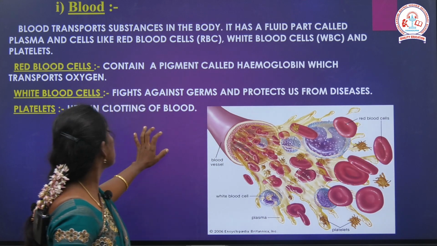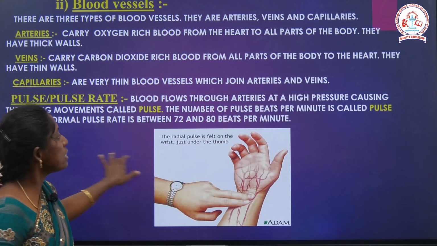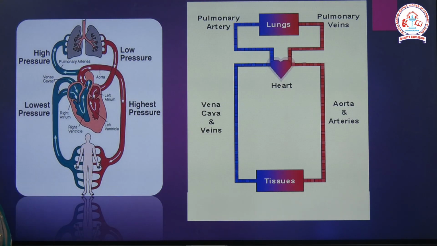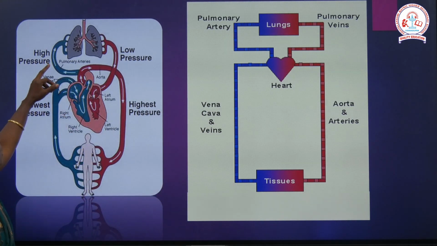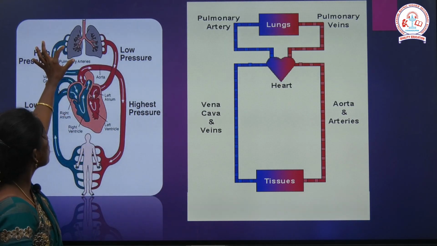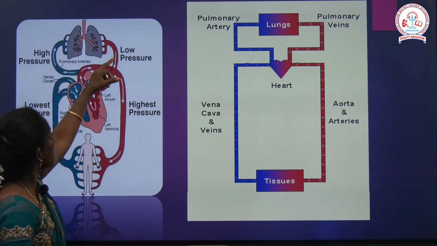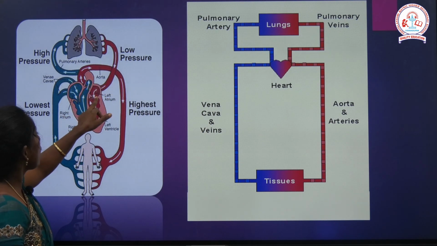Then you know that these are the blood cells. Then next one, blood vessels. Then this is the function: how the blood flows from the lungs to the heart. See, the lungs carry the oxygen while we inhale, and the oxygen goes inside. It has higher pressure, so it goes through the left atrium.